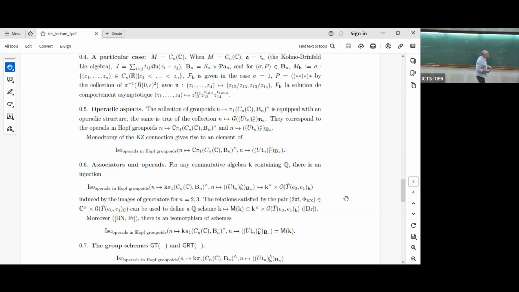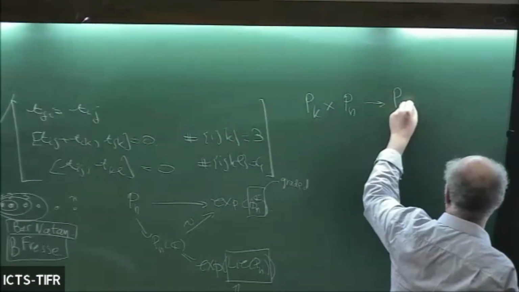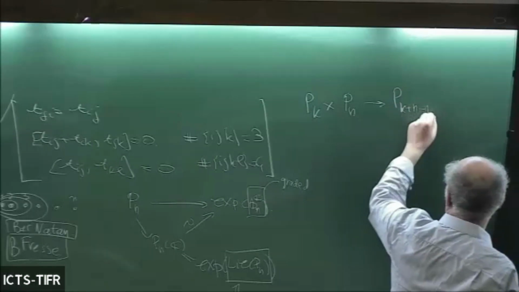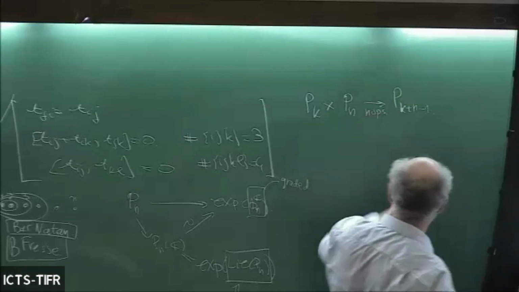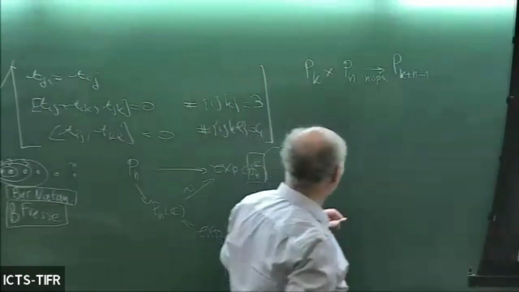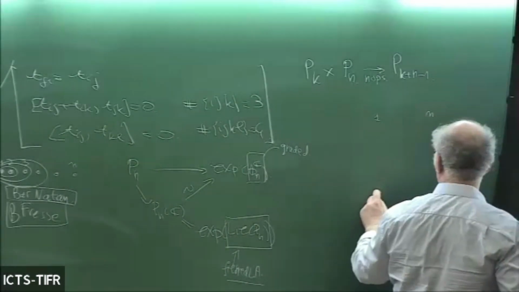First of all, what is the operadic structure of pure braid groups? If you have an element of P_n, you have an operation from P_n times P_k to P_{n+k-1}. And so you have n such operations. So what are the operations? Assume that I have a braid from P_n.